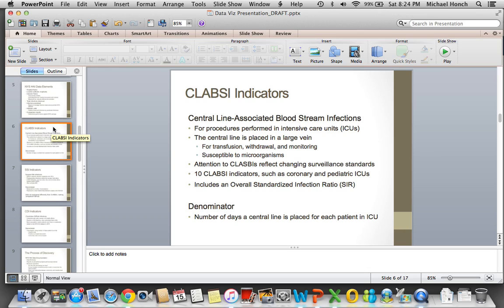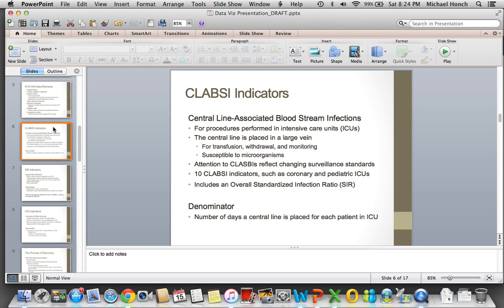Now, the first HAI indicator is CLABSI, which in medical parlance is called central line infection. These are associated with intensive care units and procedures performed there. Now, the central line is a tube that's placed into a large vein. It's used to give fluids and medications, withdraw blood, monitor the patient's condition. But it's very susceptible to microorganisms like bacteria and fungus that can travel around in the tube and then enter the blood and cause infections.